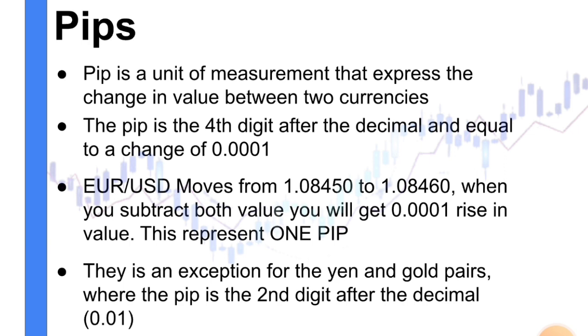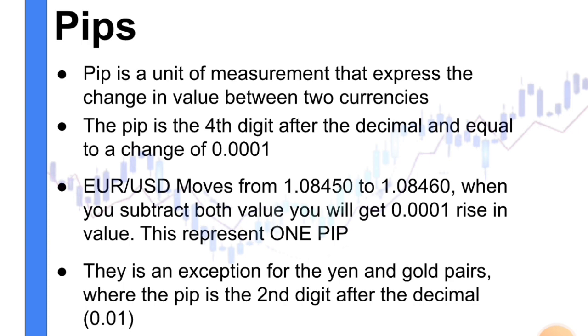So when Euro USD moves from 1.08450 to 1.08460, what you want to do is subtract both values. I would recommend that you subtract the lowest number from the highest number so that you don't have a negative, all right? When you subtract both values, you get 0.0001 rise in value. That represents 1 pip, okay?